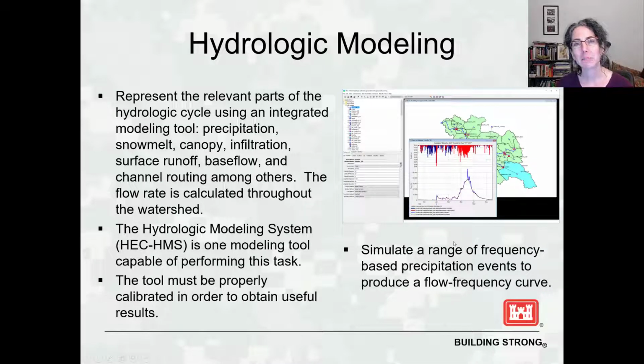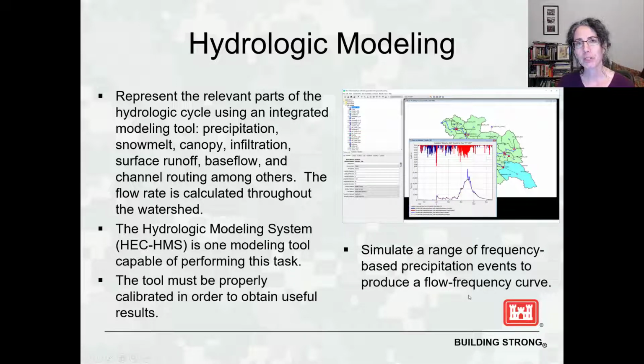I have a lot less experience in hydrologic modeling, so I'll have a bit less to say about the basics of this approach. But hydrologic modeling is rainfall runoff modeling. So we're using a modeling tool to transform rainfall into stream flow, right? So it needs to capture precipitation, infiltration, runoff, channel routing, and other aspects of the process, maybe snowmelt. One modeling tool that you can use is the Hydrologic Modeling System, or HMS. This is a tool that must be properly calibrated to be useful.